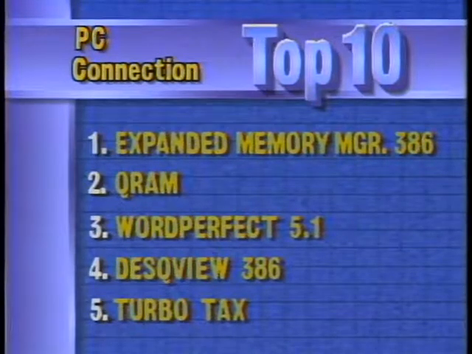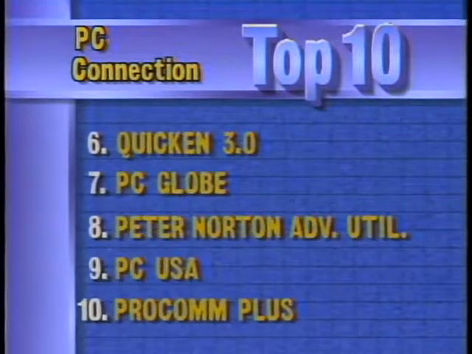Well, this week we take a look at the top-selling software programs for the PC according to PC Connection. Topping the list are Expanded Memory Manager and QRAM, both from Quarterdeck, followed by WordPerfect 5.1, DESQview, and TurboTax. Quicken 3.0 is number 5, followed by PC Globe, Peter Norton Advanced Utilities, PC USA, and Procomm Plus.